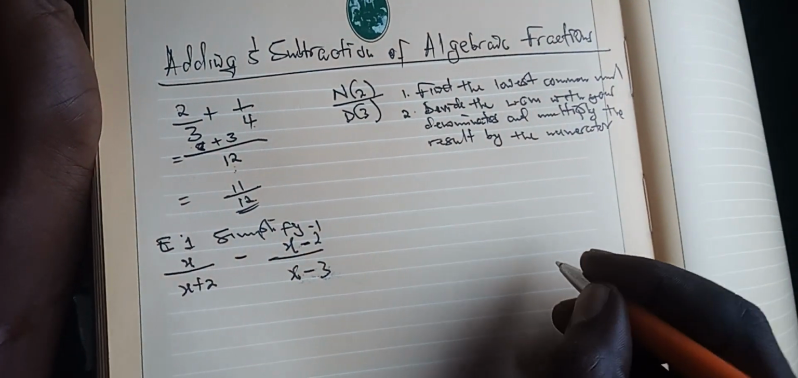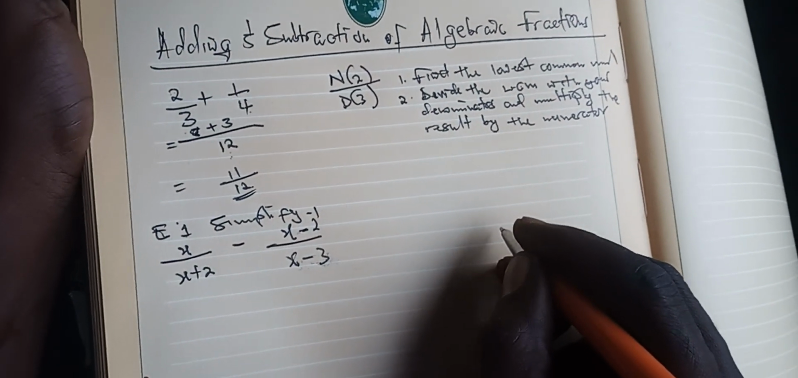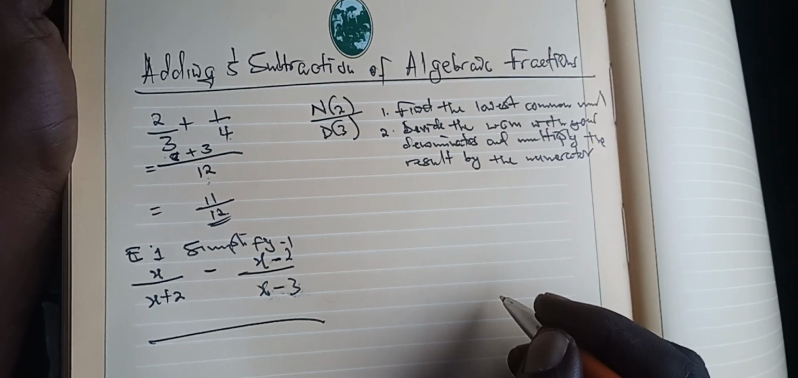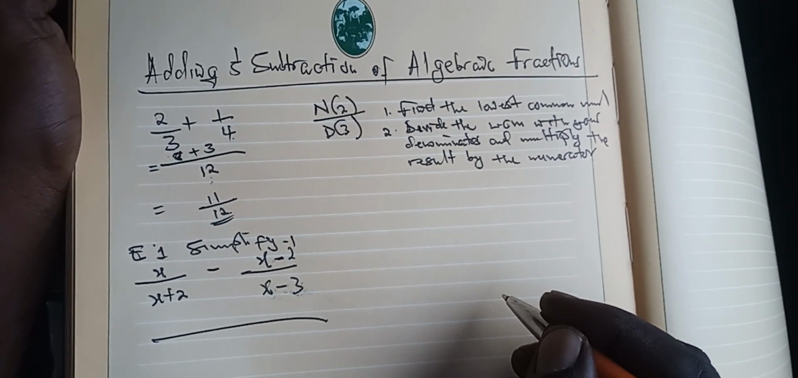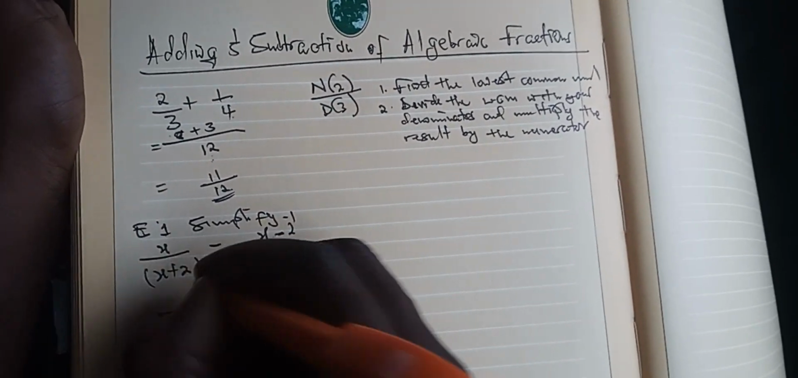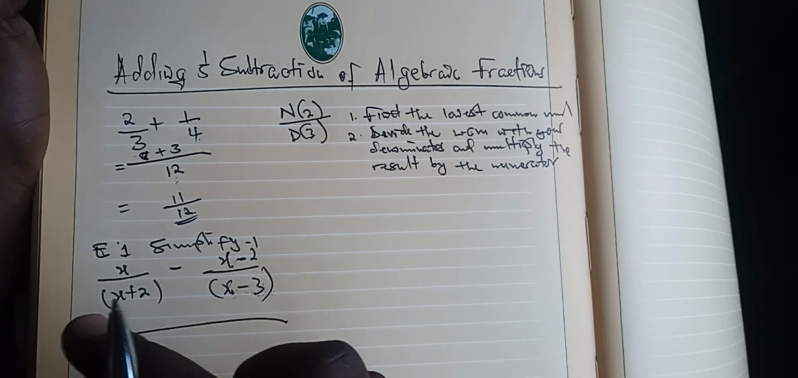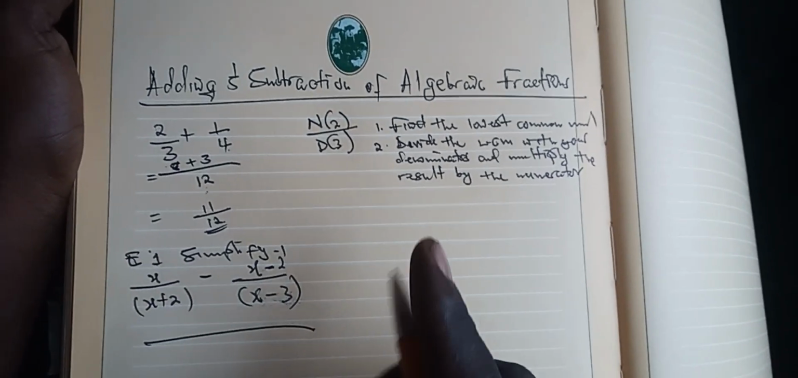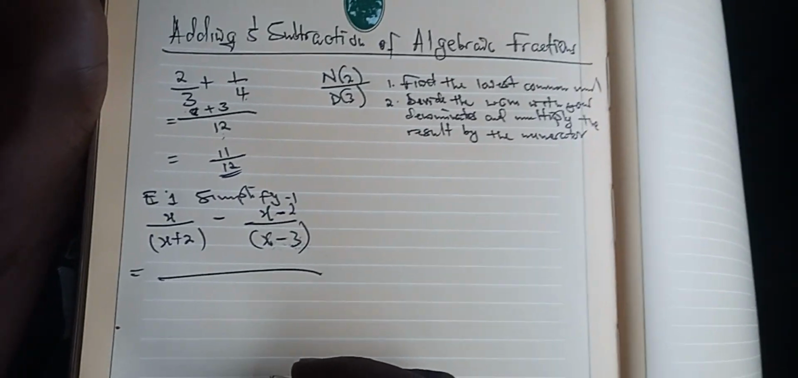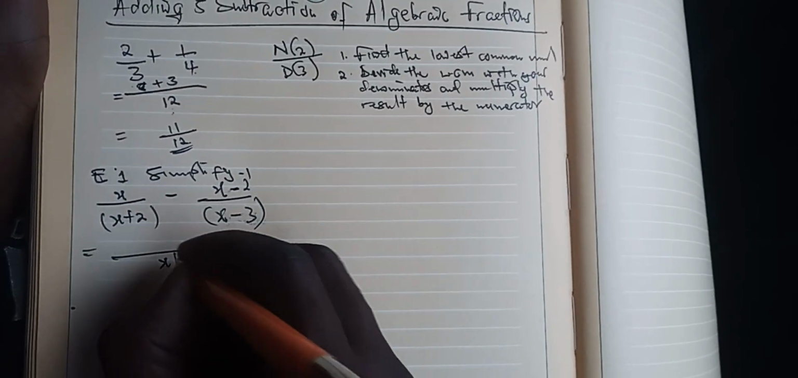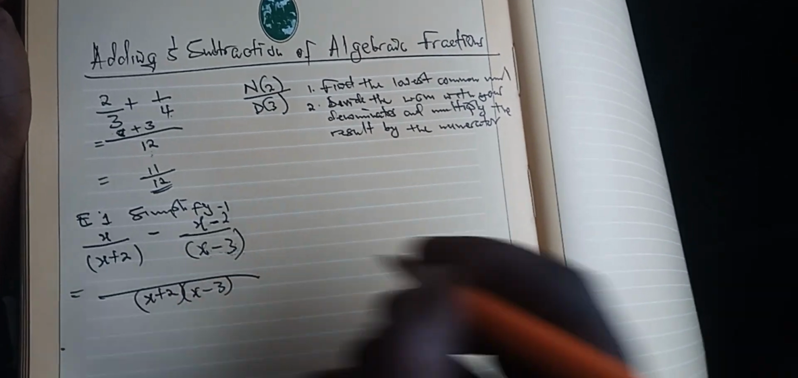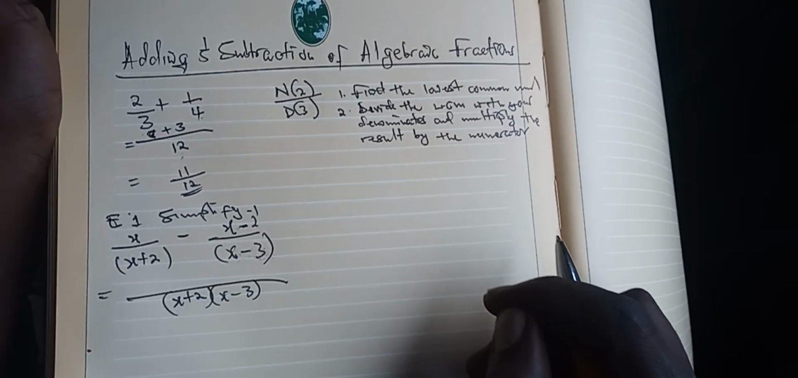this algebraic fraction. So the first step that we're going to do is to find our lowest common multiple. In this scenario, our lowest common multiple, mostly on algebraic fractions, is found by multiplying your denominators. So our lowest common multiple is x plus 2 multiplied by x minus 3. This is our lowest common multiple.